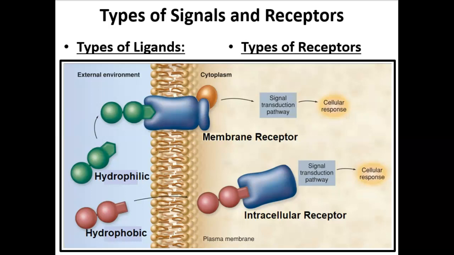Now, for a ligand to reach an intracellular receptor, it must cross the cell membrane. Therefore, it must be a hydrophobic compound, a lipid, or a steroid. Ligands that do not cross the membrane, such as proteins, will have to bind to cell surface receptors.